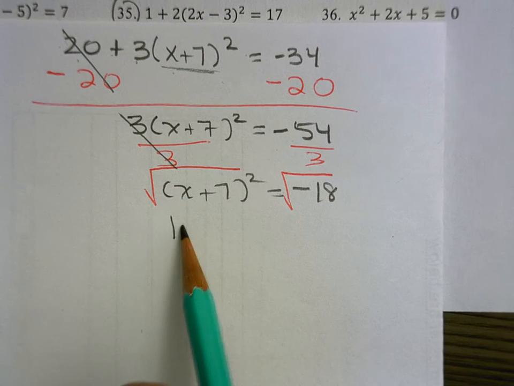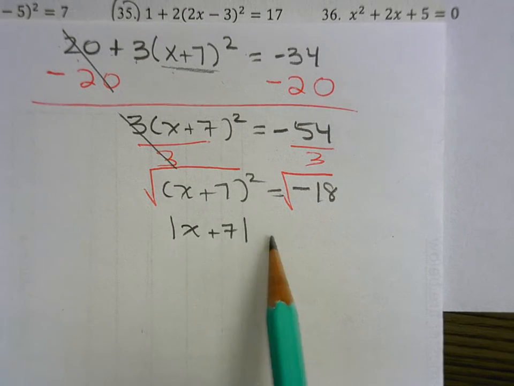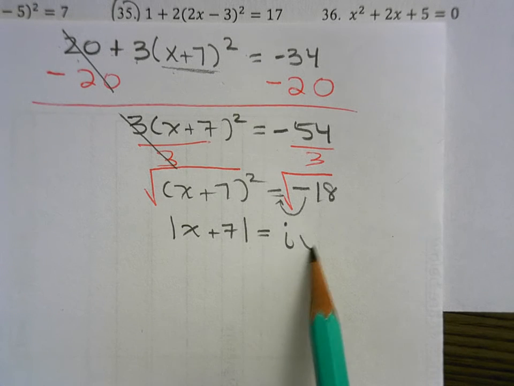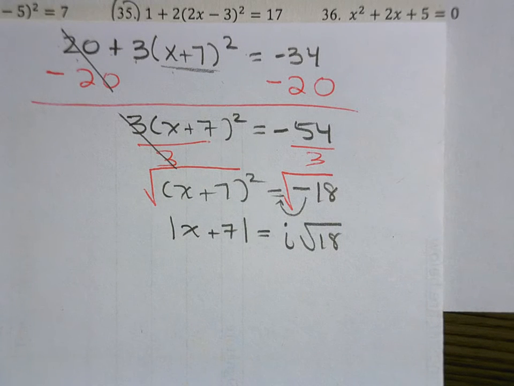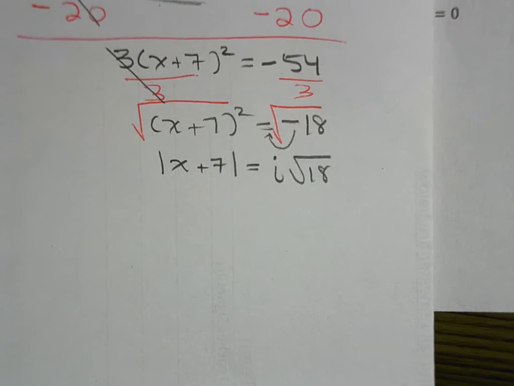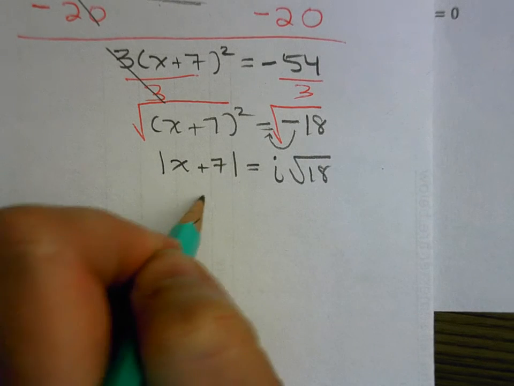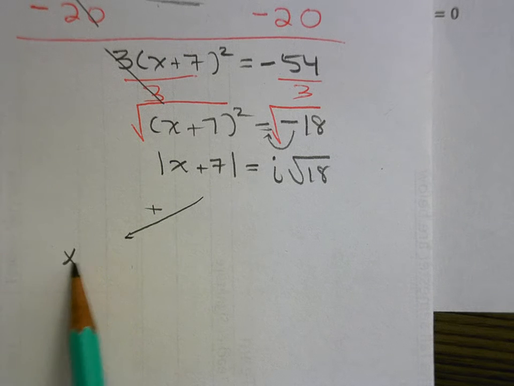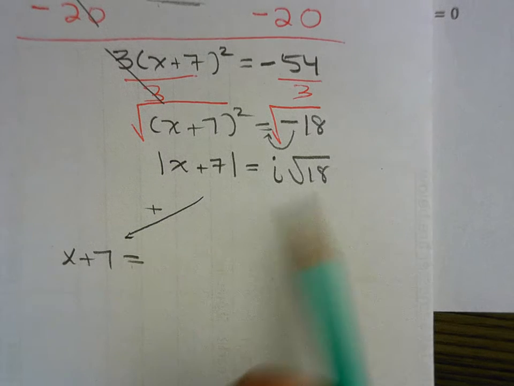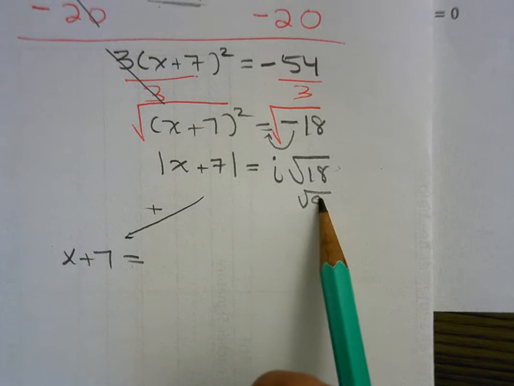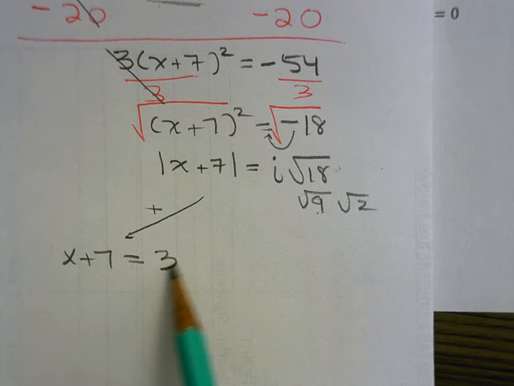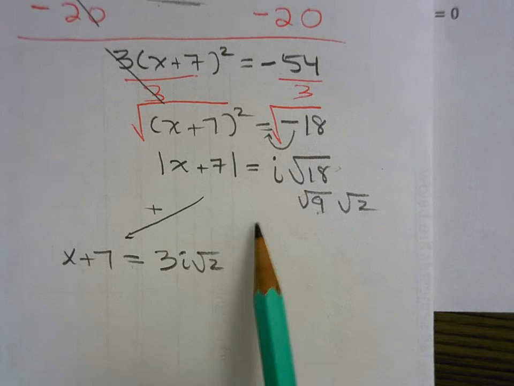So this will be absolute value. And then that negative can come out, so that would be an imaginary number. And then I can simplify the 18 as well. I'm going to do that in two steps at once. Then I have a positive and a negative version, right, whenever I have absolute value. So this would be x plus 7 equals, and 18 is the same as root 9 times root 2. The square root of 9 is 3, so that would be 3i root 2.